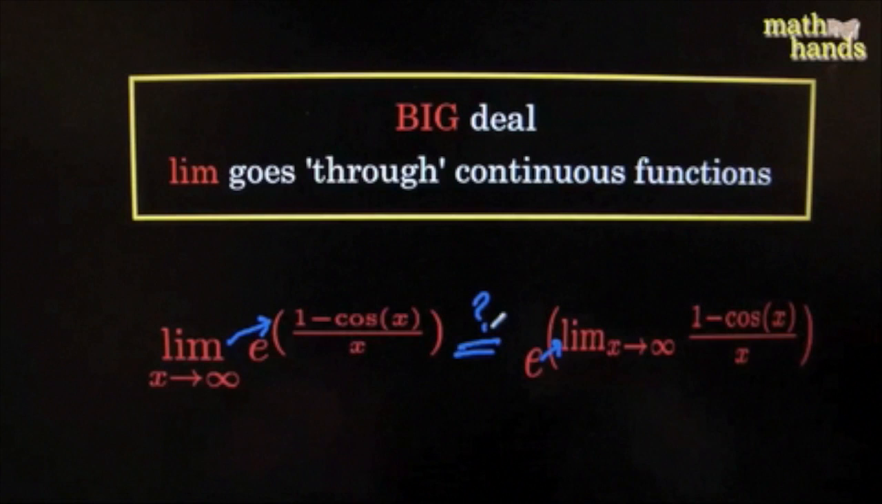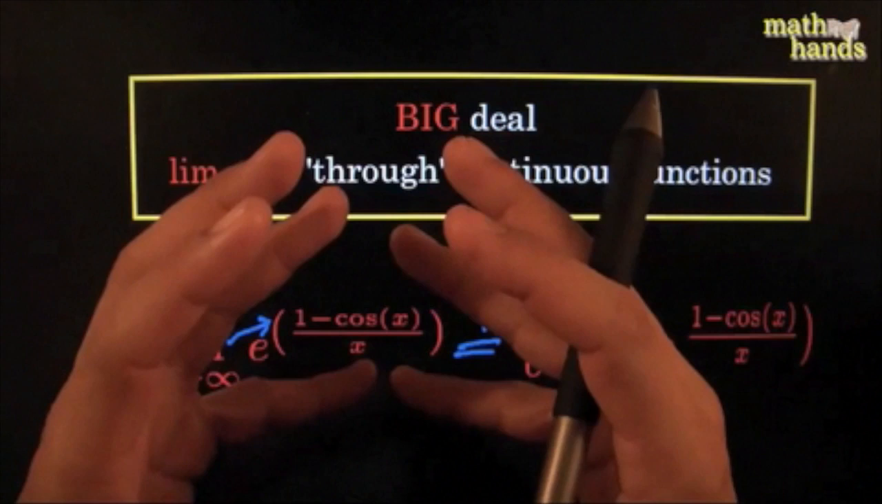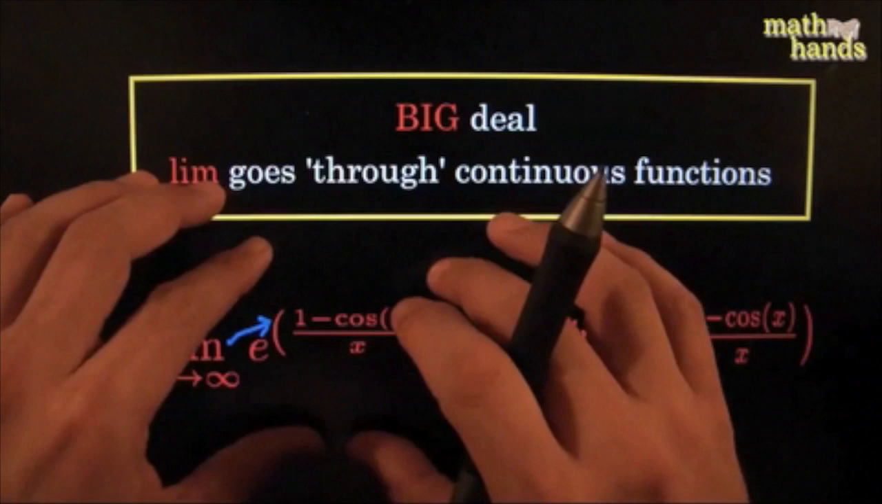Huh. I wonder when can I do that and when can I not? When is it legal? Because your mind is expanded now. It cannot be contracted. Now you know about epsilon deltas. Now you know about carefulness. You should be careful. Cautious. But no worry. We've got the answer right here in what I call the big deal number one.